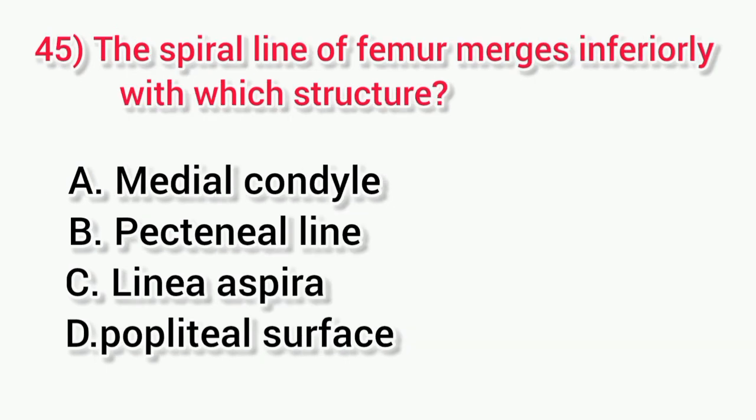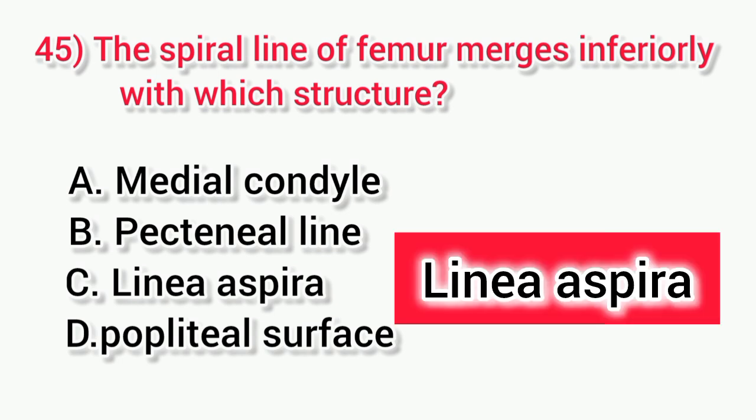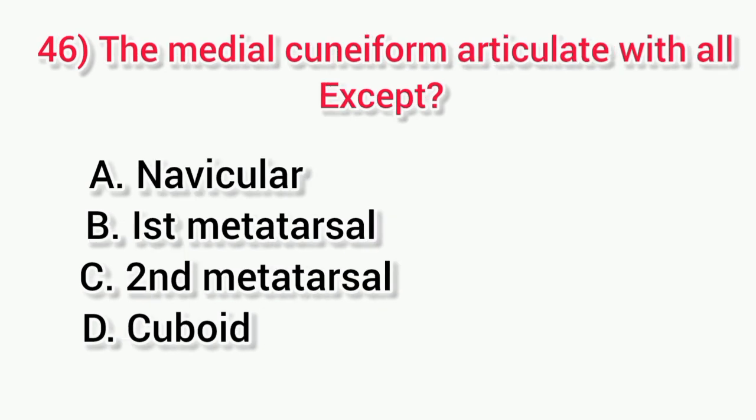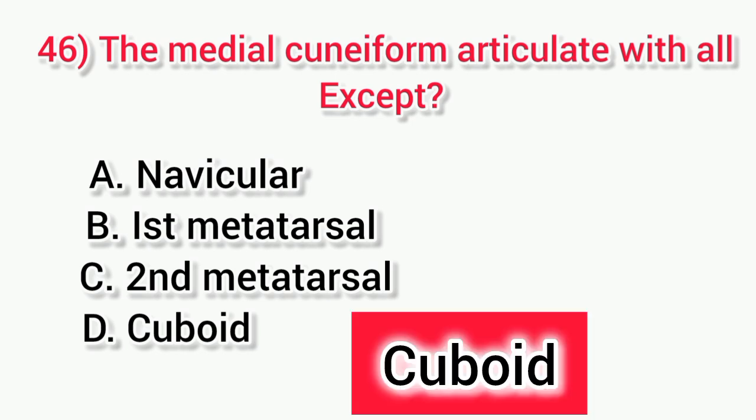The spiral line of the femur merges inferiorly with which structure? Right answer is option number C. Linea aspera. The medial cuneiform articulates with all except which? Right answer is option number D. Cuboid.